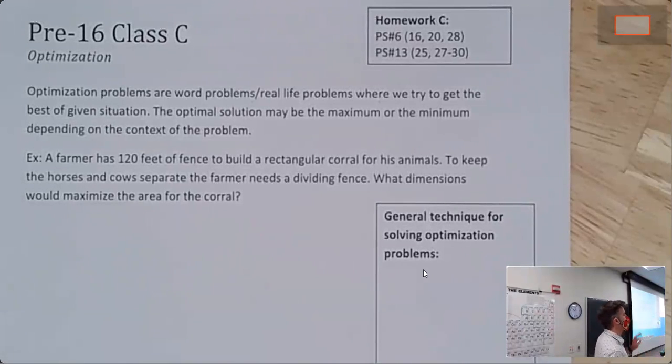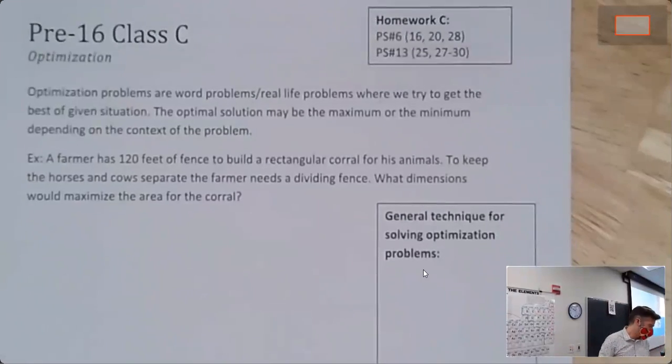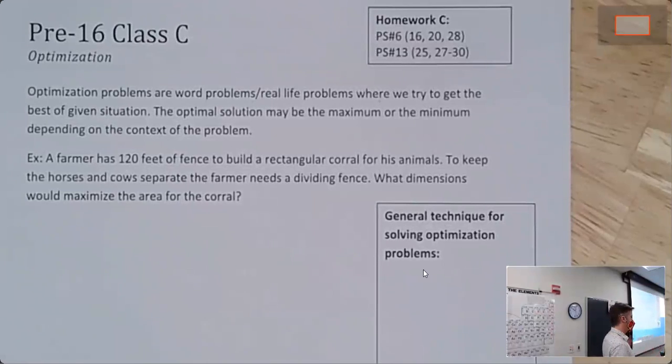But aside from that, there's still a lot of other things to think about when we're trying to optimize some situation. I guess we should read here. So optimization problems are word problems, which we've already talked about last time, right? We want to be able to take words and make them into math, where we try to get the best of a given situation. The optimal solution may be the maximum or the minimum, depending on the context of the problem. And so we're going to start off with a very classic first example of an optimization problem.